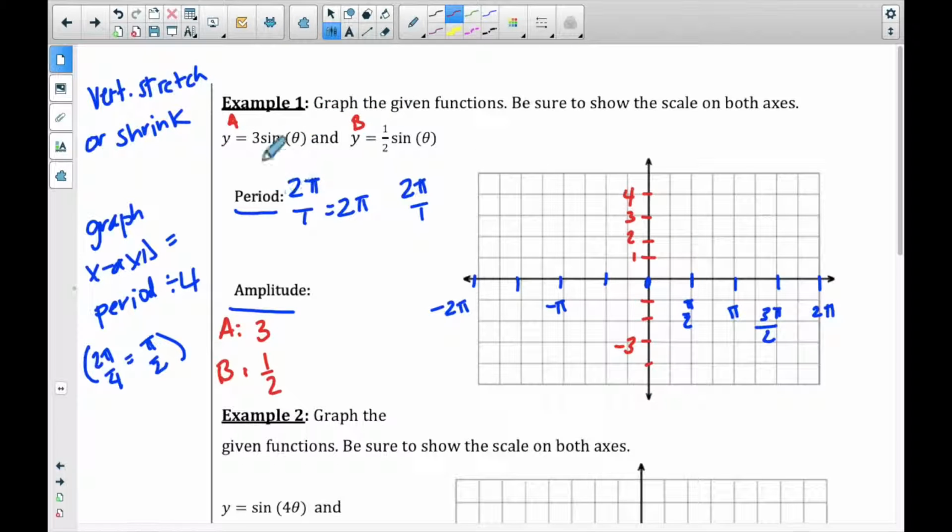So let's start off graphing 3 times the sine of theta. 3 times the sine of theta is going to start at 0, 0.